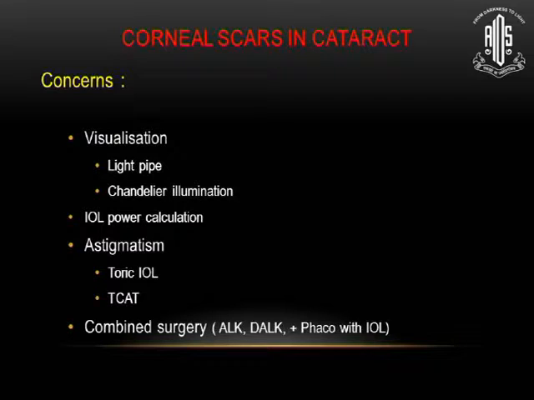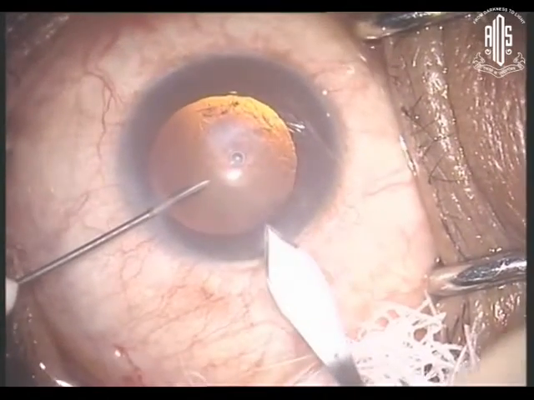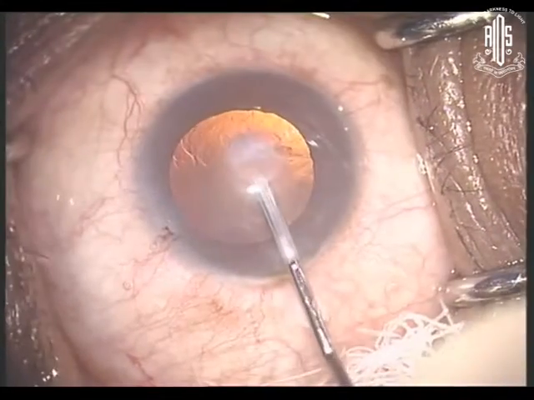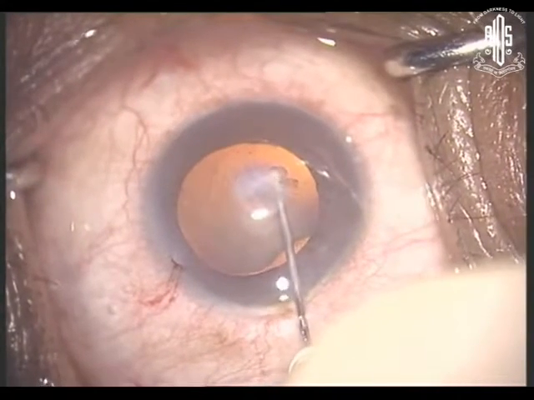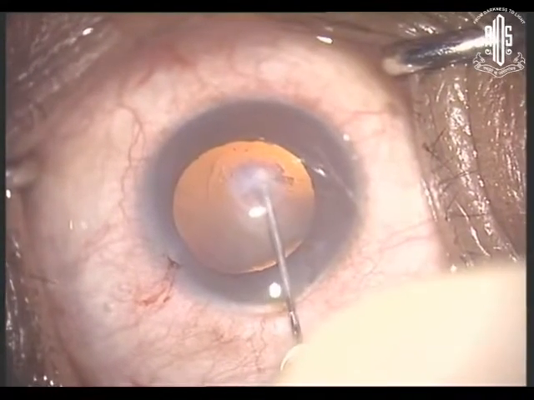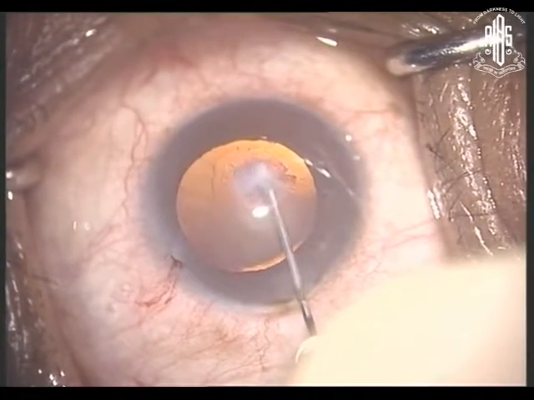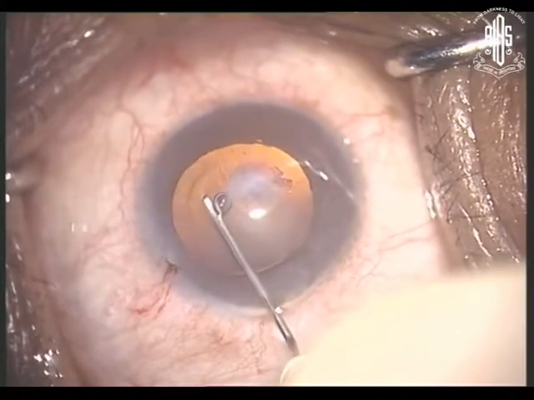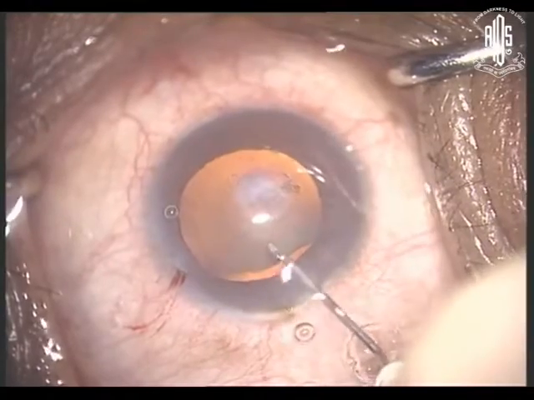Coming to the corneal scars, visualization, IOL power calculation, astigmatism, and combined surgeries are different issues which we can deal with in cataract surgery. So here is a small video which I had taken to show a leukomatous scar in the center, but a little off the visual axis. If you avoid the scar, you can try to continue the cataract surgery if it does not cause very severe irregular astigmatism.